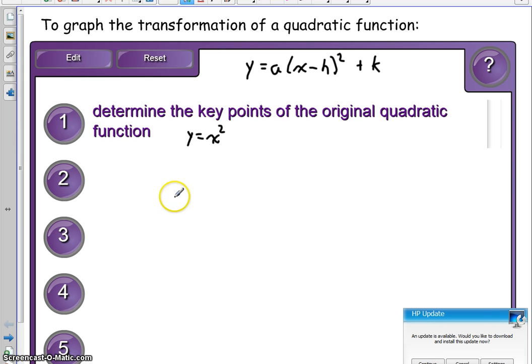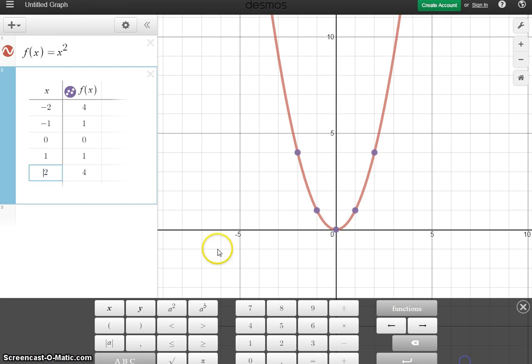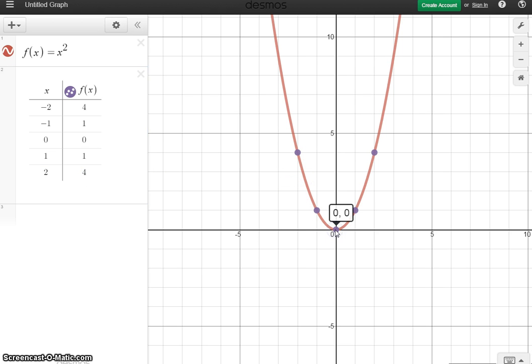Well, if you think about the graph, here's a graph of y equals x squared, and you can see from the table of values, these are some key points that are on there. You always have the vertex here at (0, 0), and some other key points that you can commit to memory for the graph of y equals x squared are these ones right here: (1, 1), (2, 4), (-1, 1), (-2, 4). These are going to be the points that we start with when we're trying to create a graph.